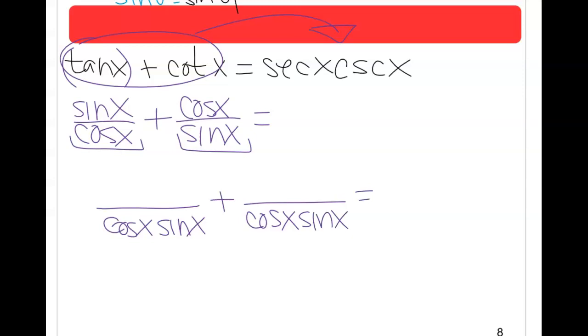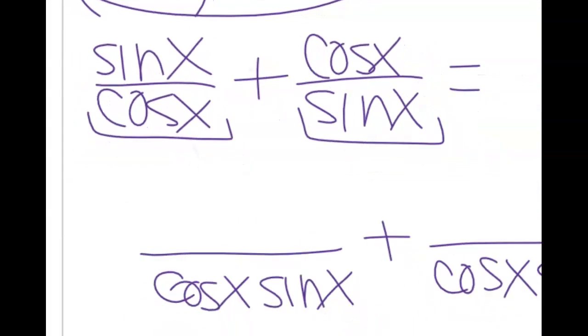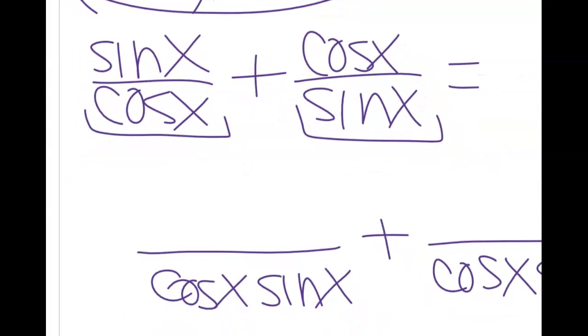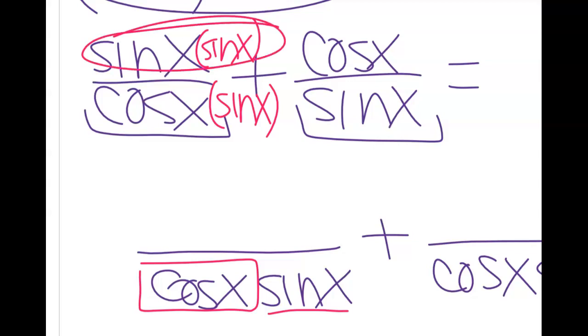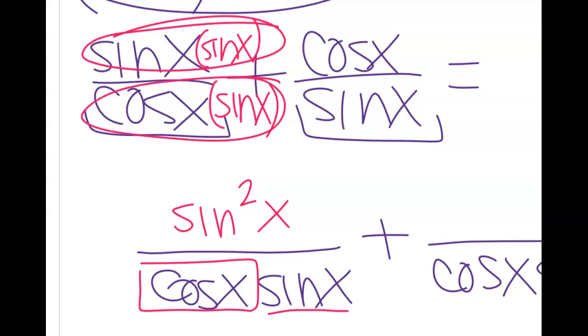So what do we need to do? We are going to have to multiply the first fraction. It already has this part of the denominator. So what is missing is sine x. So that's what we're going to do here. Multiply by sine x. But whatever we do to the bottom, we have to do it to the top as well. So if we multiply here, we will get sine square x. And on the bottom, cosine x times sine x is what we already have here.